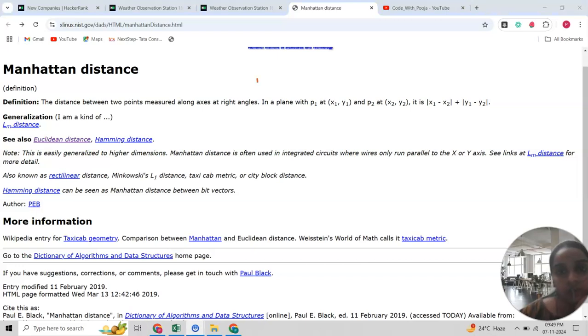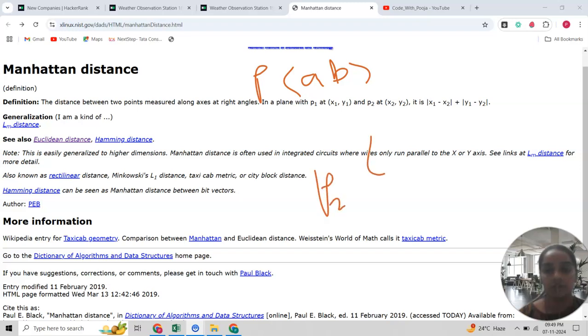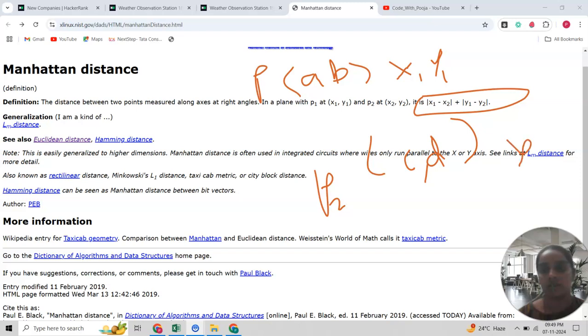So if we have x1 and x2, how will we get a point? Let's say P1 has a and b, and similarly P2 has c and d. If we put these values in, let's consider them as x1 and y1, and x2 and y2. So what will it be?